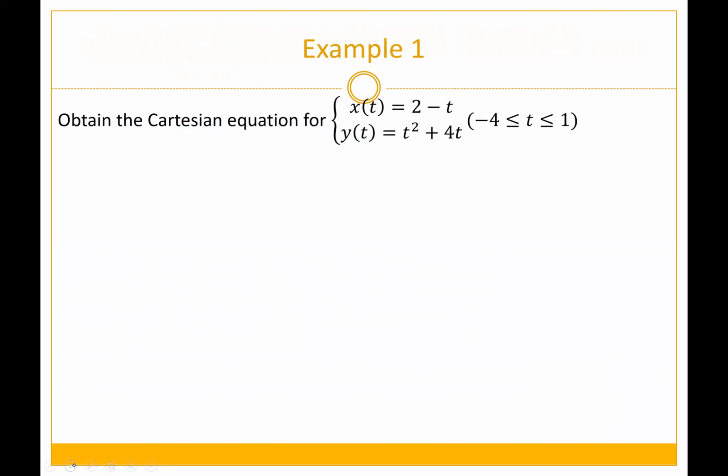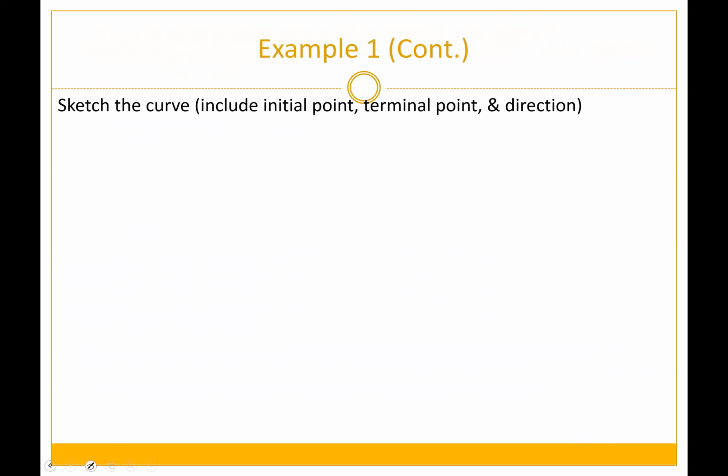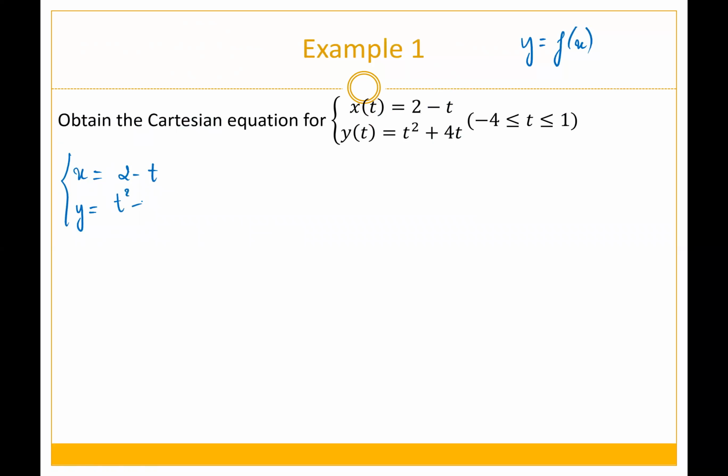Let's go to the first example. Obtain the Cartesian equation for this piecewise function, or this parametric curve. The approach that I use, at least in 141, is that you try to eliminate t and put everything in the form of a regular y equal to f(x) function. So first of all, we have x equal to 2 minus t, y equal to t squared plus 4t, with t going from -4 to 1. And so let's first of all eliminate t.